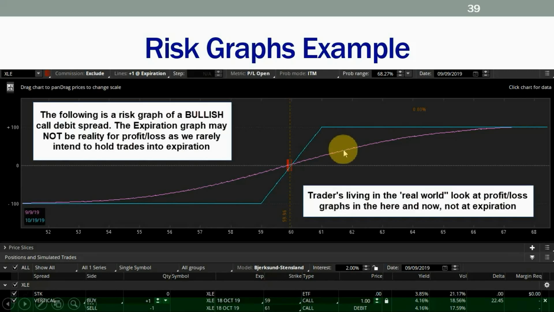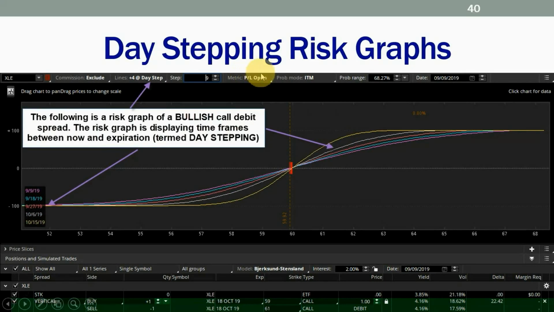Now we learn to do what's called day stepping. This is a feature that is not available in every trading application, but day stepping risk graphs basically allow you to set multiple points. Look, this trade, apparently I took the screenshot on September 9th of 2019.